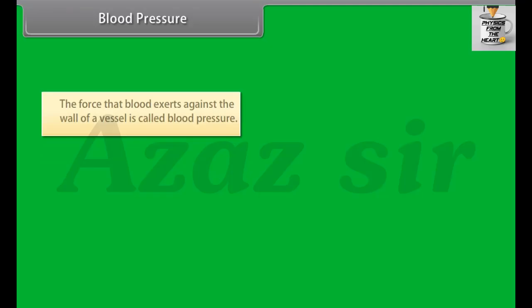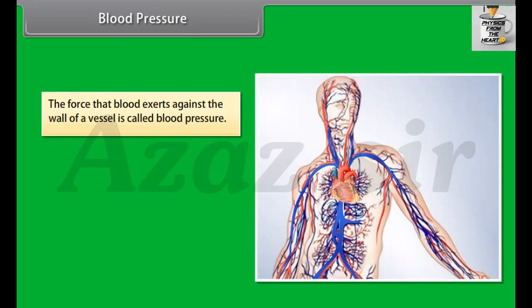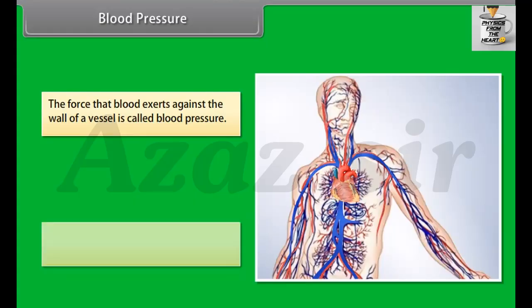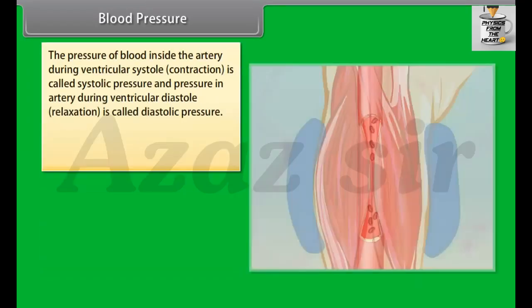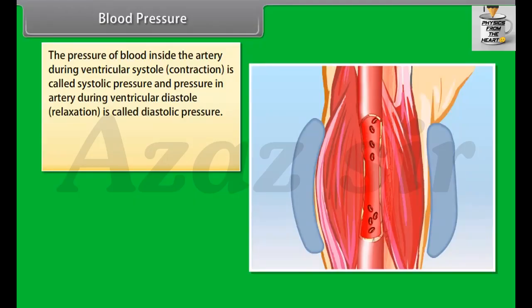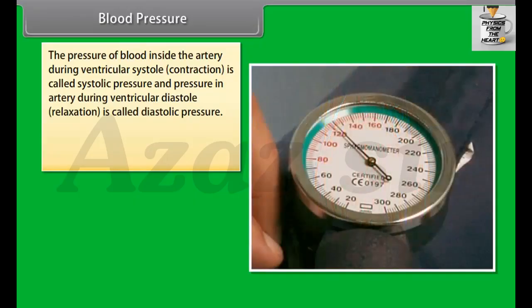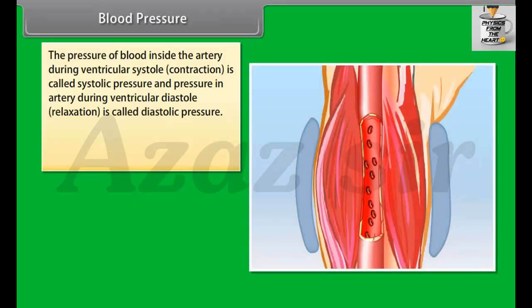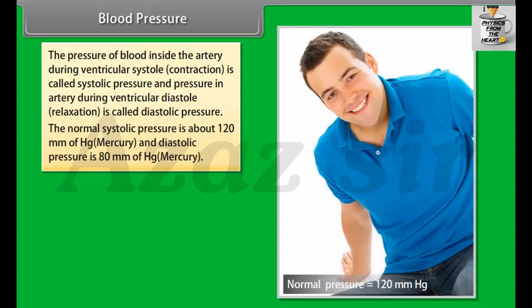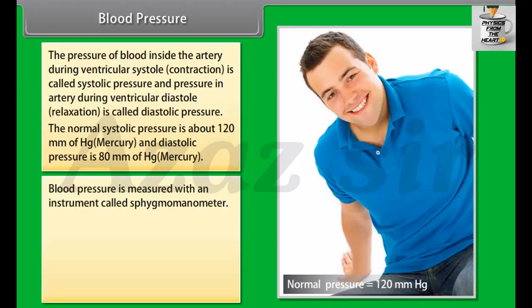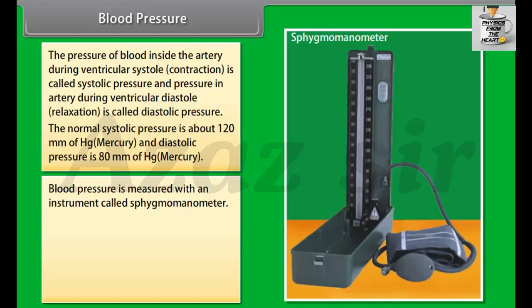Blood pressure. The force that blood exerts against the wall of a vessel is called blood pressure. This pressure is much greater in arteries than in veins. The pressure of blood inside the artery during ventricular systole (contraction) is called systolic pressure, and pressure in artery during ventricular diastole (relaxation) is called diastolic pressure. The normal systolic pressure is about 120 mm of mercury and diastolic pressure is up to 80 mm of mercury. Blood pressure is measured with an instrument called sphygmomanometer.